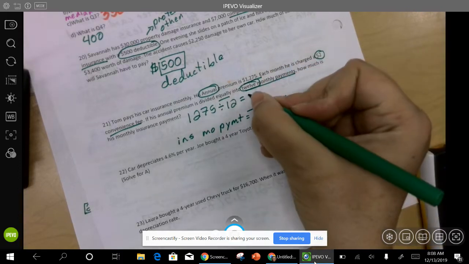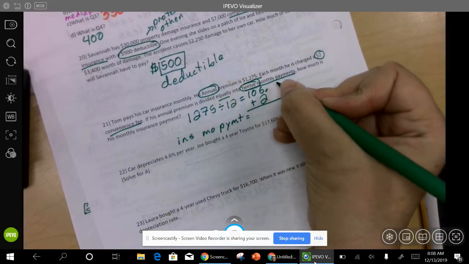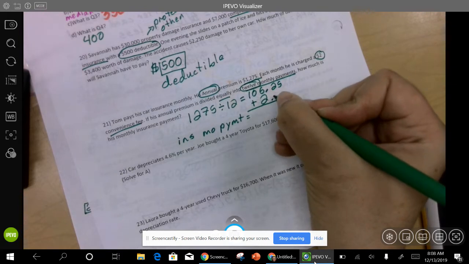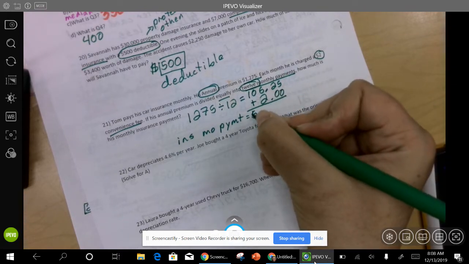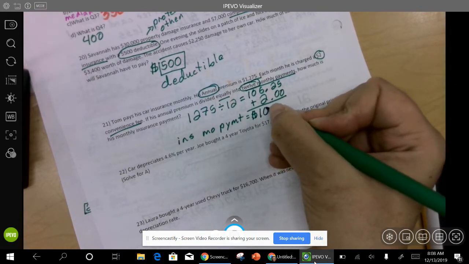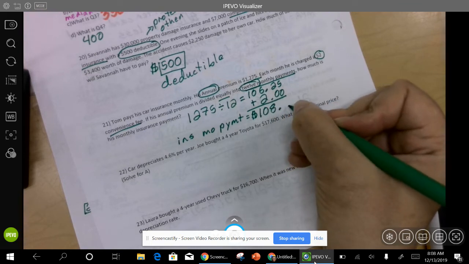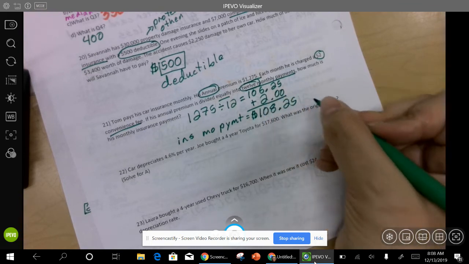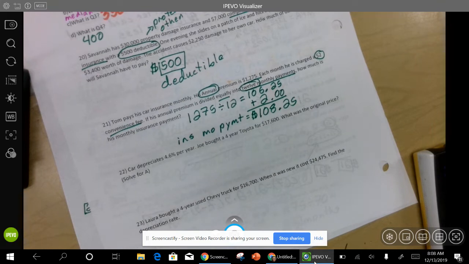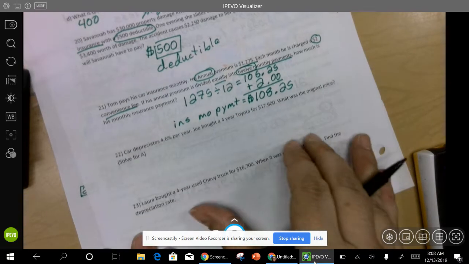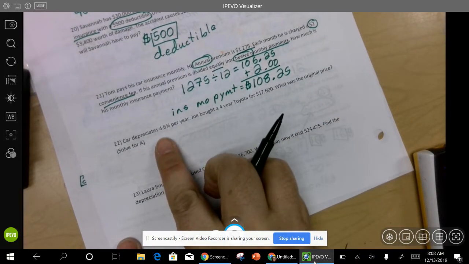Okay, so I got $106.25. I'm going to add the $2 fee. So Tom is going to pay $108.25 each month.